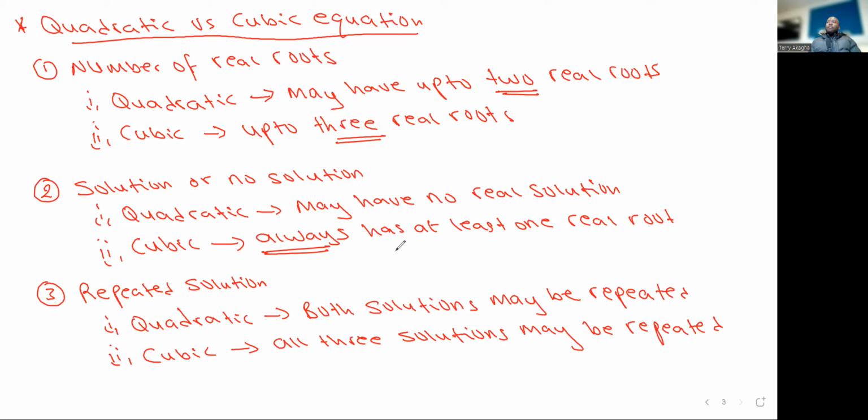Okay, so I've talked about quadratic and cubic in terms of the number of real roots, in terms of solutions or no solutions, or the repeated solutions. Now what I will talk about is cubic functions. There are some important notes I want you to keep in mind before we start, okay? There are some important notes on cubic functions I want you to know, all right? So the important notes about cubic functions.